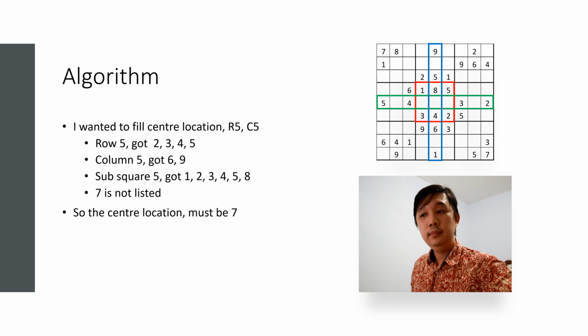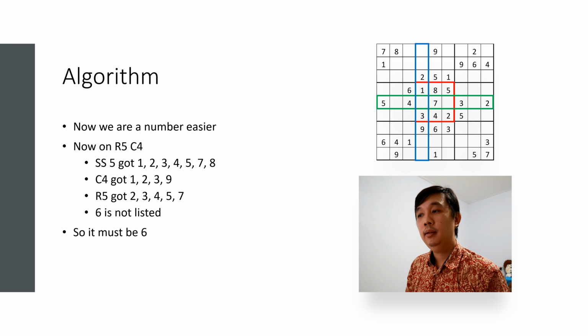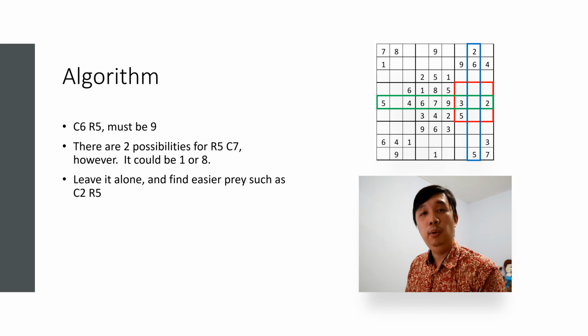Cool. Let's say now you want to fill another grid, for example row 5, column 4. It's still in subsquare 5, where we have 1, 2, 3, 4, 5, 7, and 8. In column number 4, we have 1, 2, 3, 9. In row number 5, we have 3, 4, 5, 7, and 2, of course. So the only number that is not there is 6. So the blank at row number 5, column 4 must be 6. Repeating the process on column 6, row 5, we can conclude that it must be 9.